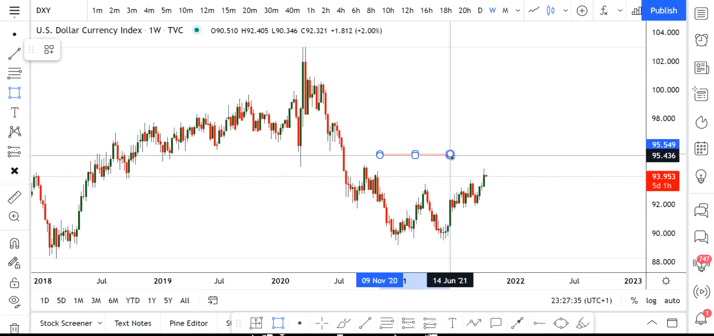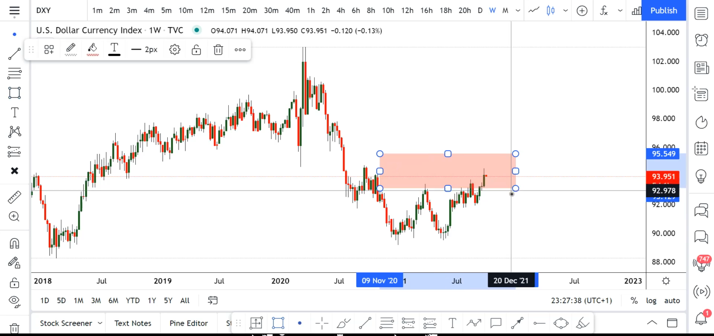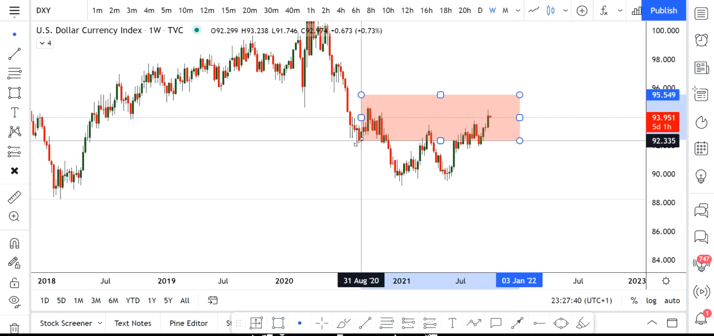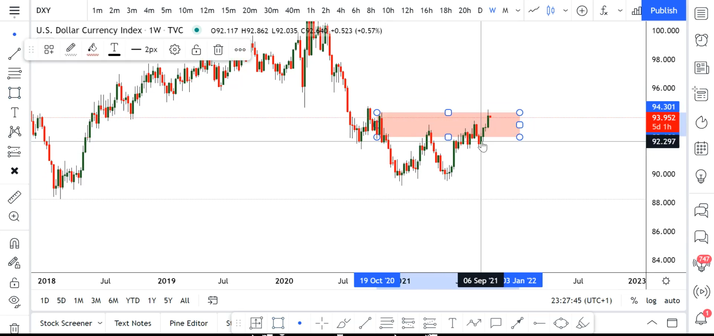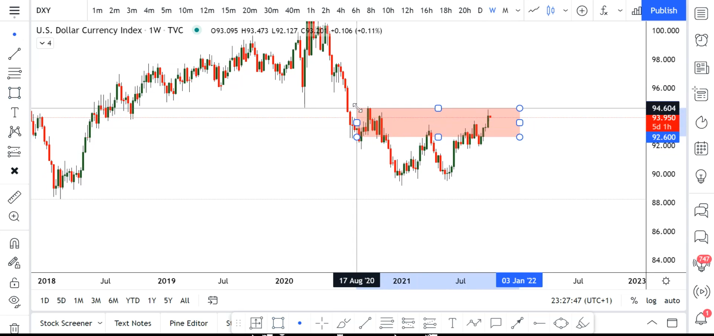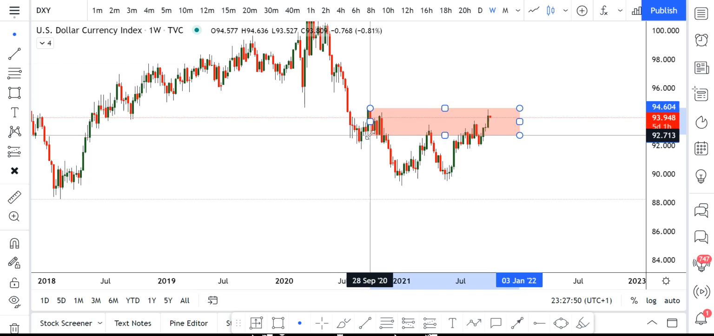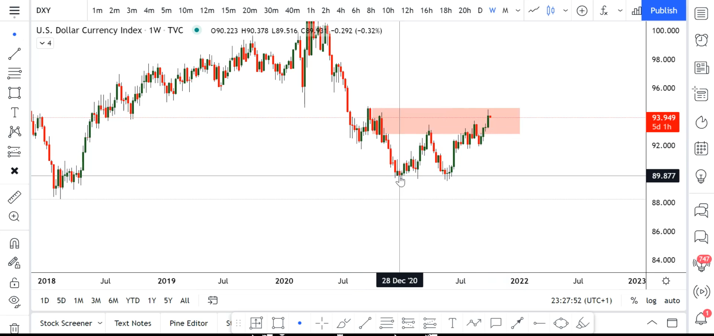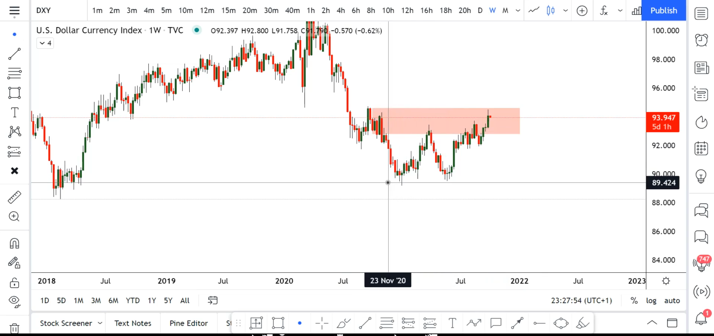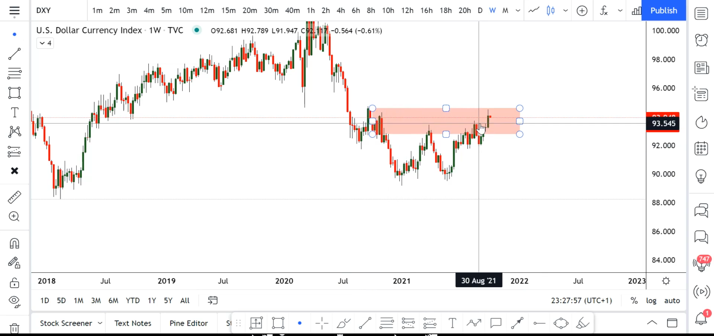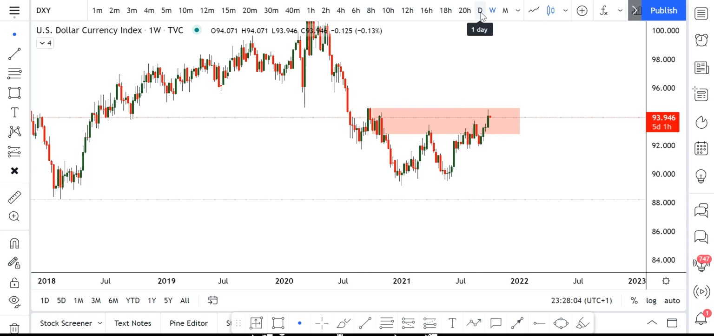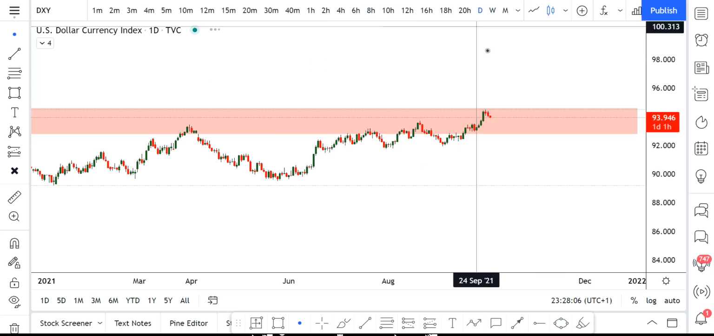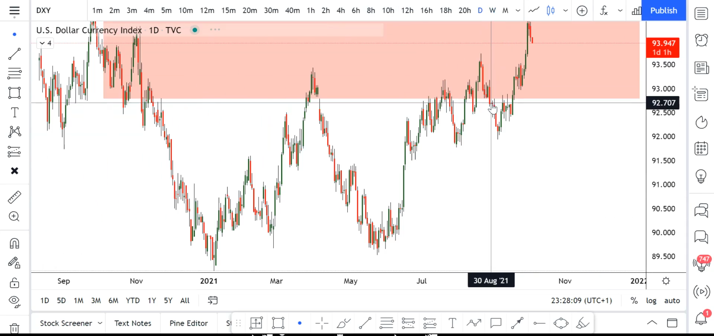Now you will notice that we are rejecting off this supply zone on the weekly time frame. Price came down, went up, came down, but couldn't break this previous low. So it went up, breaking the previous side, and also tapping into this block here, which is also what we call a supply zone. Now, if we go to the daily, what can we see?